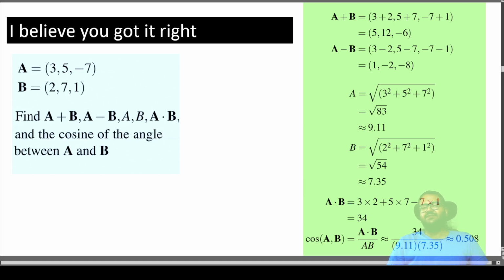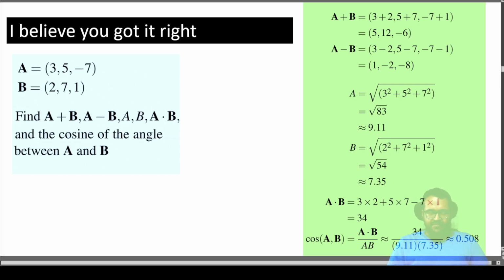Modulus of a will be square root of 3 square, 5 square, 7 square. That means square root of the component squares. B will be the same thing. A dot b will be ax bx plus ay by plus az bz. Cos of the angle between a and b will be a dot b divided by mod of a and mod of b.